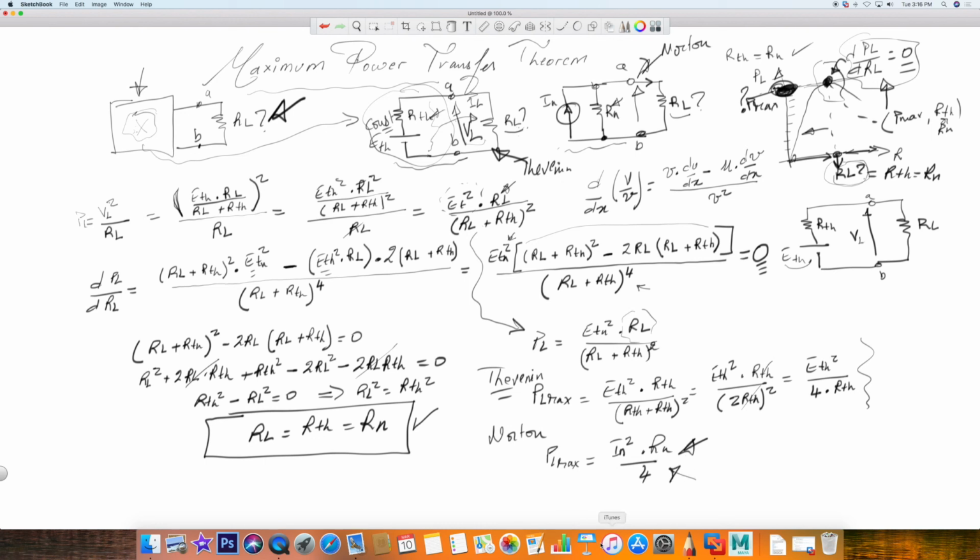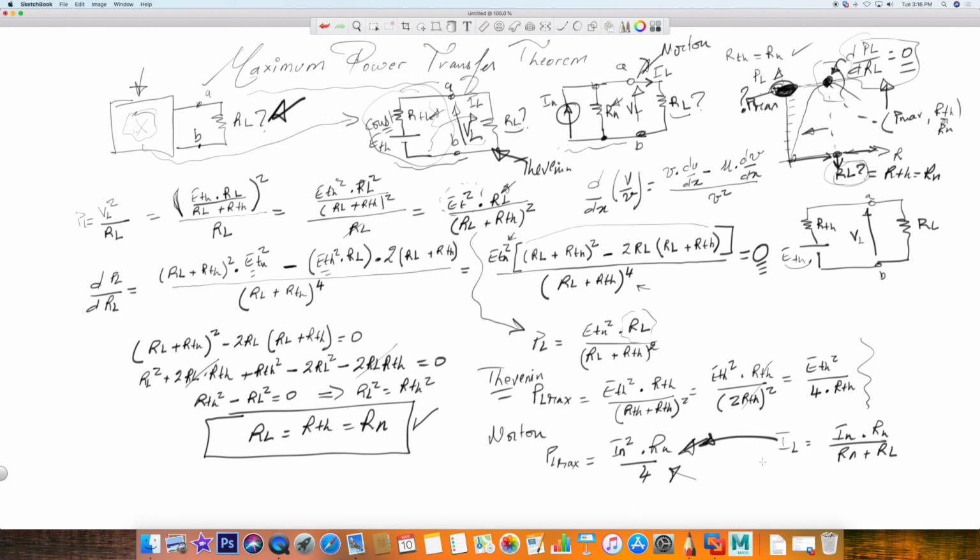This will be fun. Remember, you could use the current divider rule. You know that VL is still here. This current here, let's call it I load. And let me give you a hint. I load is going to be equal to I Norton times RN divided by RN plus RL. So I'm going to leave it there for you to go from here to here.